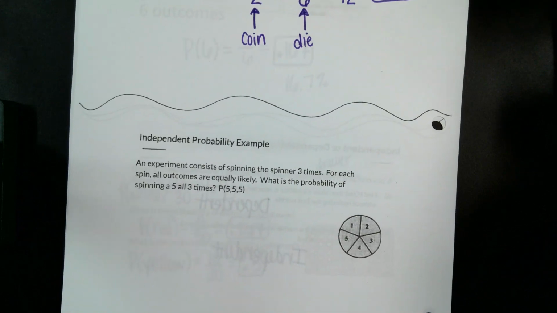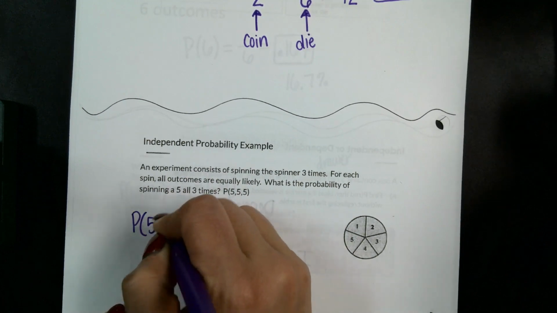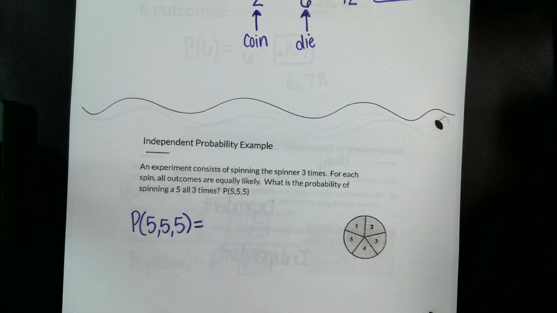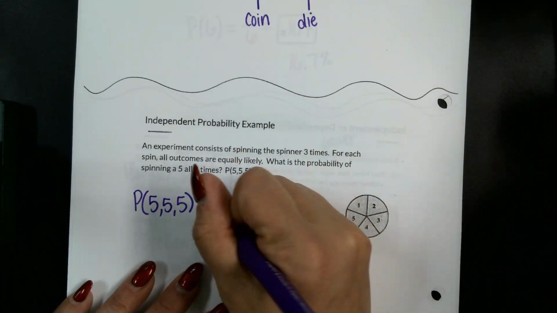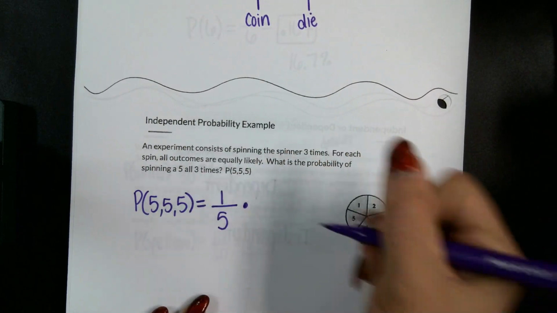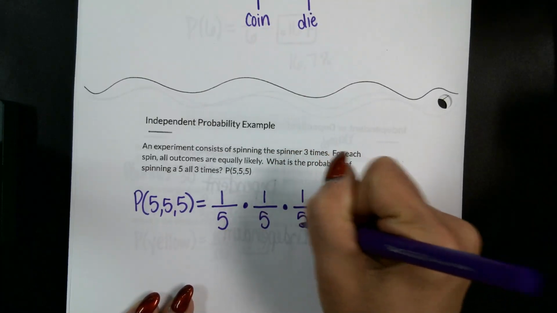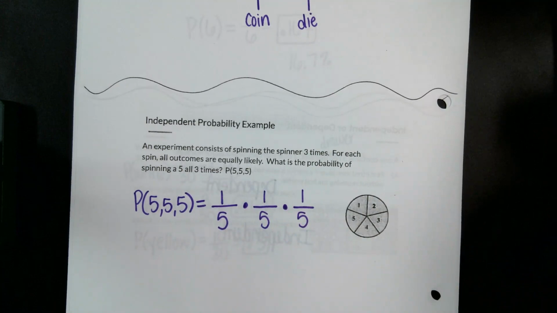The one down here at the bottom says an experiment consists of spinning a spinner 3 times. For each spin, all outcomes are equally likely. What is the probability of spinning a 5 all 3 times? So the probability of getting a 5, a 5, and a 5. The first time you spin it, what's the probability of getting a 5? 1/5. How about the second time? 1/5. And the third time? 1/5. Third time's the charm. So all you have to do now is multiply and divide.